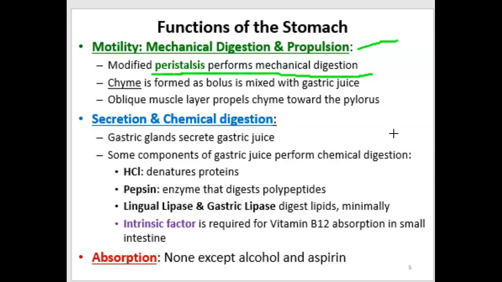So that's a little entry or introduction into the motility of the stomach. Now let's look at secretion functions of the stomach. Secretion meaning to secrete a substance from the cells, right? So secretion is performed by epithelial cells. And we know already that the gastric glands are going to secrete this mixture of substances called gastric juice. This gastric juice will perform chemical digestion. So it will contain some enzymes and other substances that will break down certain types of nutrients.